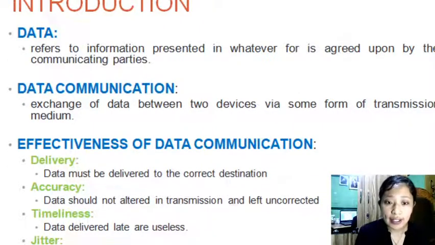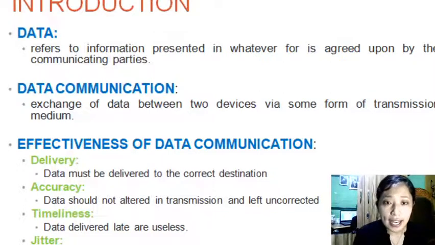Accuracy says that whatever data was produced by the sender, the same data has to be delivered to the destination. That means in between, an unintended user should not be allowed to change or modify the data. Data has to be an exact copy of what was sent by the sender. The receiver should be getting the correct data, not the altered one.